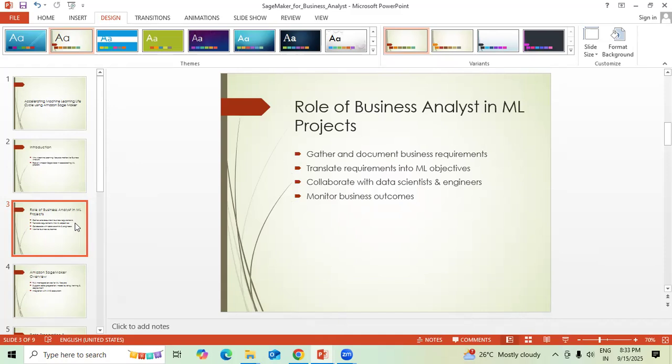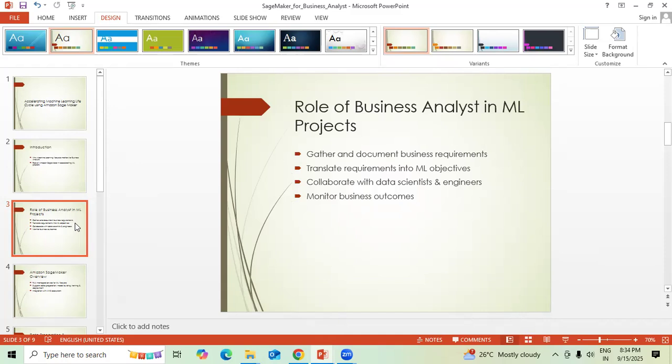Now we try to understand the role of a business analyst here. As a fundamental role, a BA normally gathers and documents the business requirements. That's something that we do. And whatever requirements we have identified can be translated into the machine learning objectives that we are about to achieve. Because at the end of the day, return on investment from the customer point of view is more important. So understanding machine learning objectives and translating requirements into ML objectives is more important for a BA.